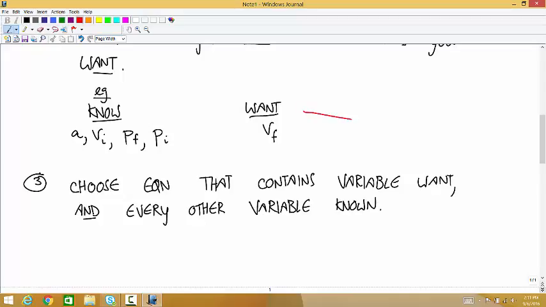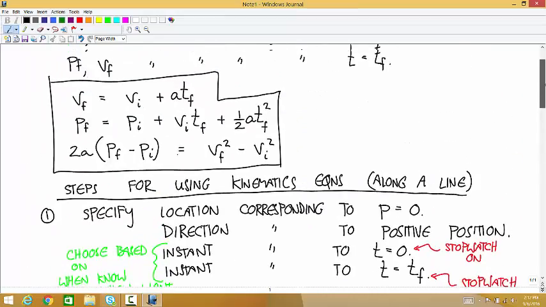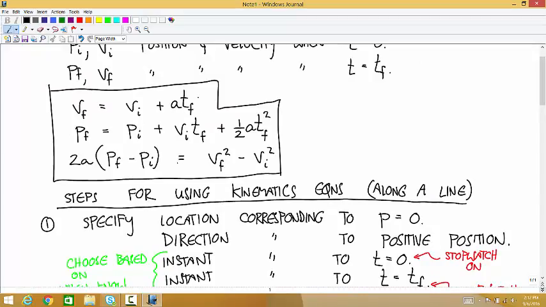So in this example, see if this is solvable. Which one of those three equations has VF in it? Well, I didn't even ask the question yet. So which one has VF in it, and then everything else in it is known? I think the third one. The thing about the first and the second one is they both have time in them. The third one is the only one that doesn't have time.